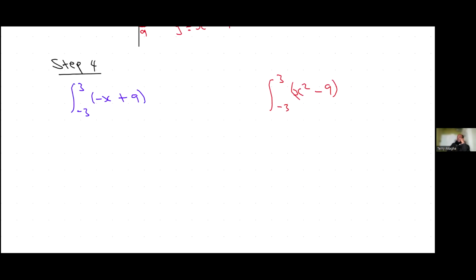So as usual, we'll start with the purple one. We'll integrate this. It's just raised to power 1. There's going to be minus x, 1 plus 1 will give you 2, divided by 2, plus integrating 9 is going to give you 9x. And all between 3 and minus 3.